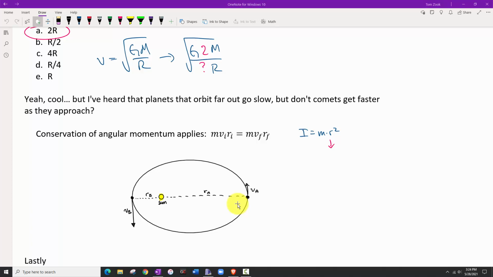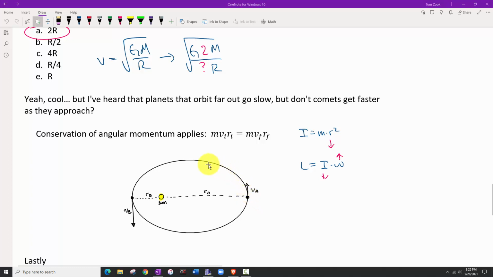Remembering our angular momentum is I times omega, if rotational inertia drops, the omega would have to increase. And omega being a factor of tangential velocity, the tangential velocity would have to go up. So as a planet goes into an elliptical orbit, in this very exaggerated orbit, as it's far away from the sun, it's going to go slower.